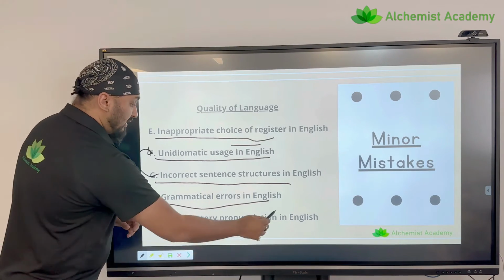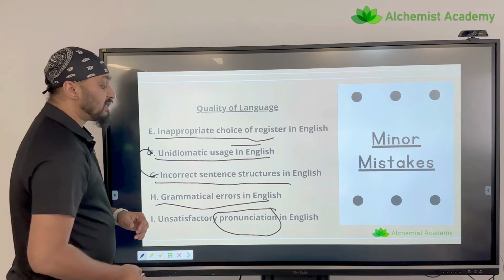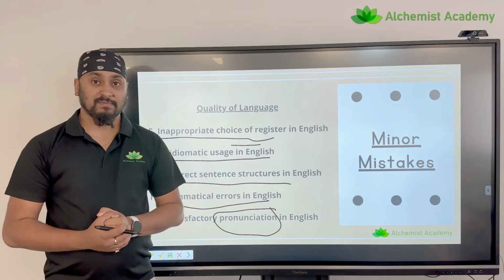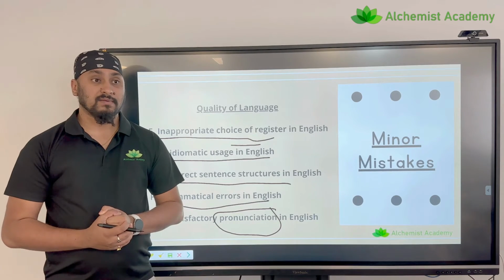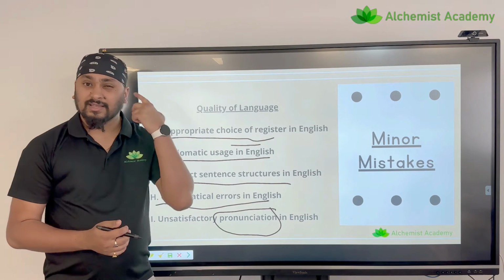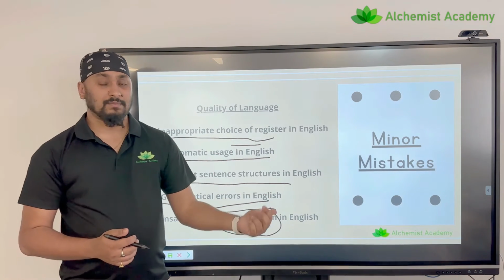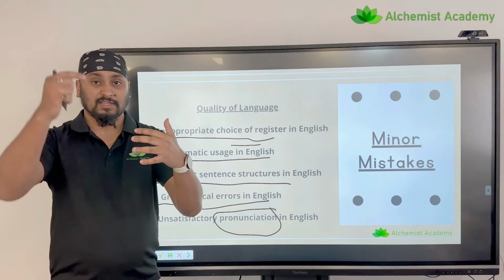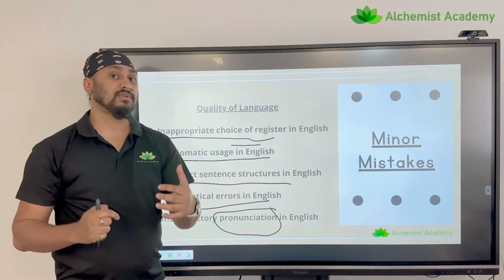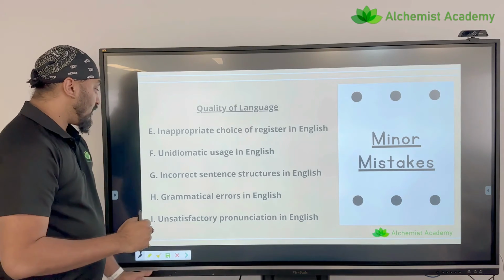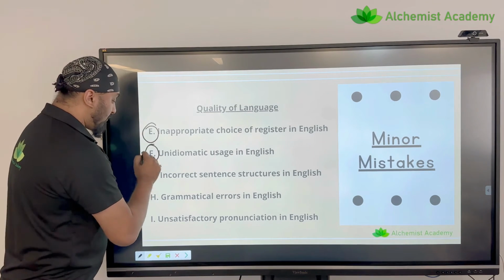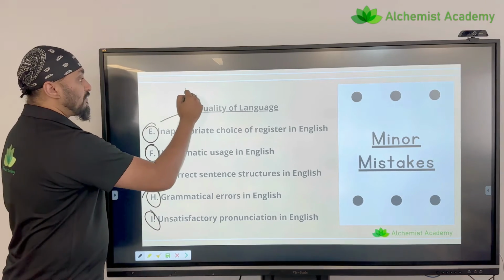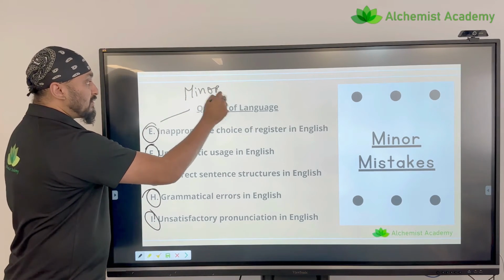And last is unsatisfactory pronunciation. Suppose it was the immigration department, and the pronunciation is hard for the examiner to understand, they will take away quite a few marks. Every mispronounced word you have, the minus will keep on increasing. So please carefully look at the codes. E, F, G, H and I are related to quality of language, which is your minor mistakes.